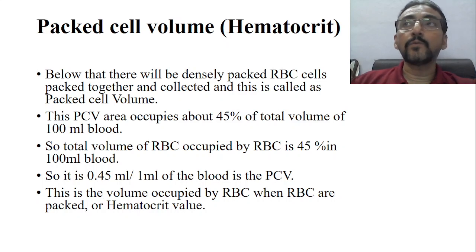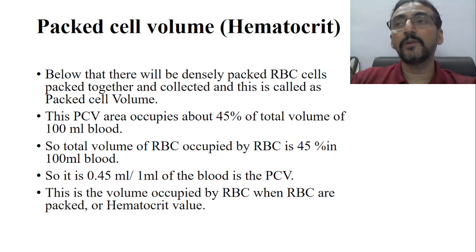And suppose if we convert the same for 1 ml, it is about 0.45 ml per 1 ml of the blood, that is the PCV. Okay, 45% किसके लिए, 100 ml के लिए; 1 ml के लिए कितना होगा, 0.45 ml per 1 ml of the blood is the PCV. So this is the volume occupied by the RBC when the RBC are packed, the hematocrit value. So this is called as PCV or hematocrit value.